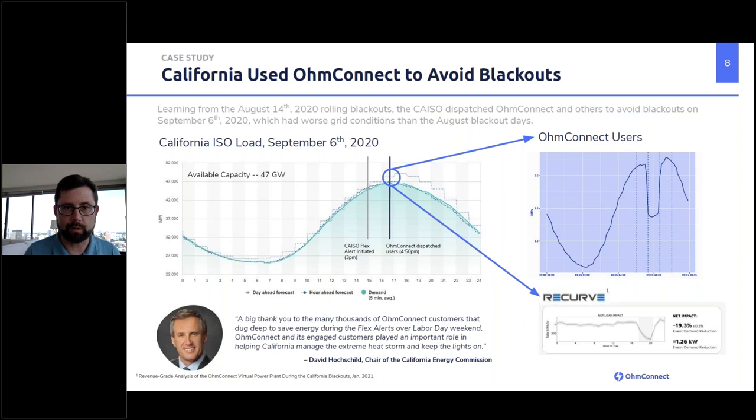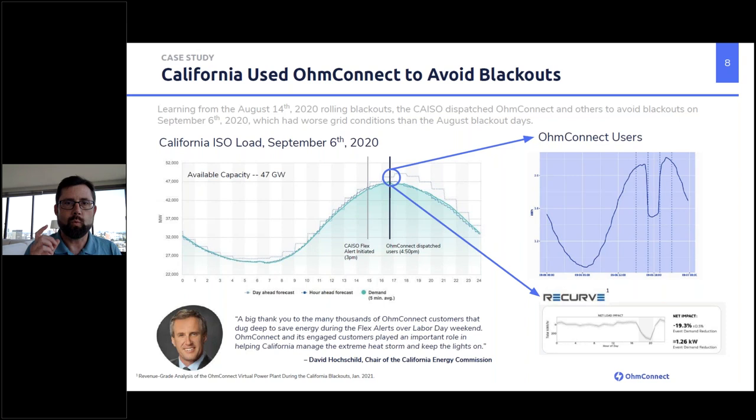We got lots of calls after our August experience from state officials asking, can you help a little extra? And we did. So what I'm showing you here is September 6th. You can all look at this. For those of you in California, I'm sure you remember, it was pretty scary. We had 51 gigawatts of demand projected and only 47 gigawatts of supply. We dispatched our users for 2 hours and held that dispatch.